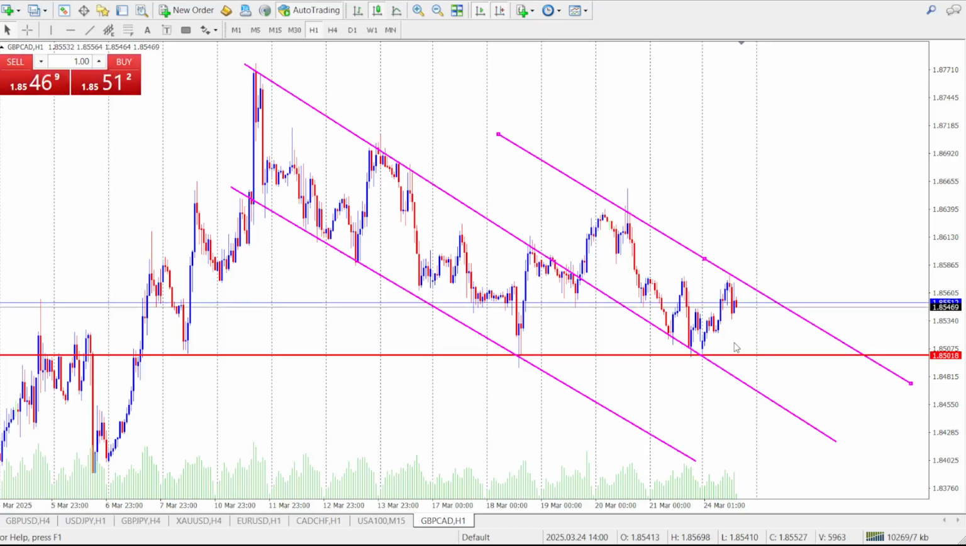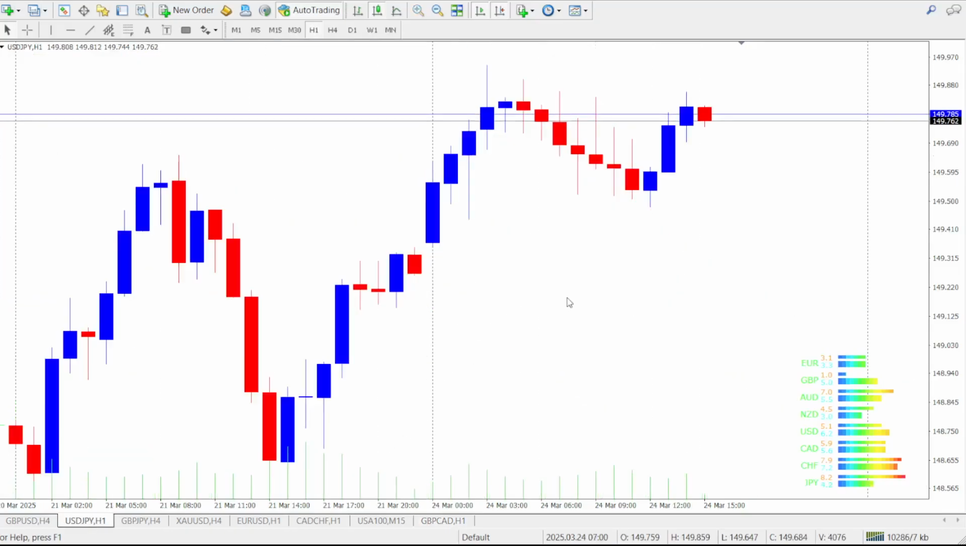So once you have looked at the histograms, and you have found the strongest and weakest currencies, you select a currency pair. You pair a strong currency with a weak currency to create a potential trading setup.